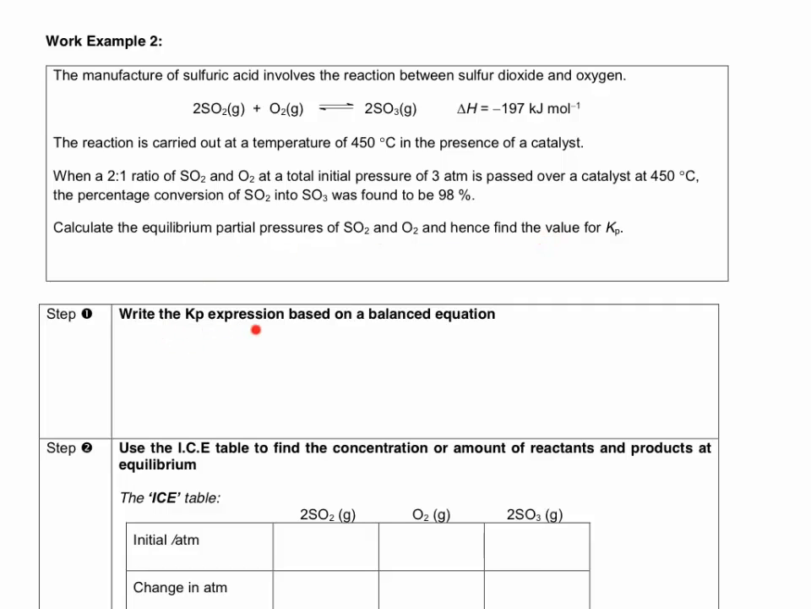So write down the Kp expression based on the balanced equation. So this is the balanced equation. Let's go ahead and write down the Kp expression. So your Kp expression is equal to the partial pressure of your SO3 to the power of 2 divided by the partial pressure of your SO2 to the power of 2 multiplied by the partial pressure of your O2. Now this one is to the power of 1, so I just leave it as it is. This will be your expression of your Kp.